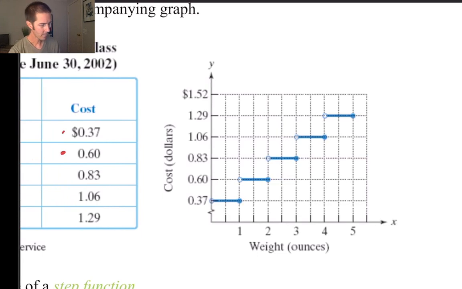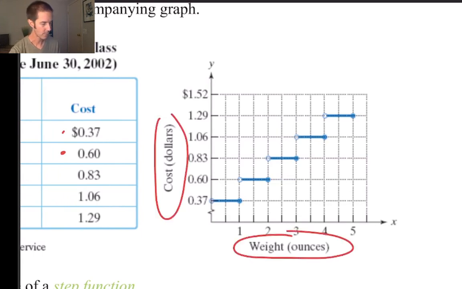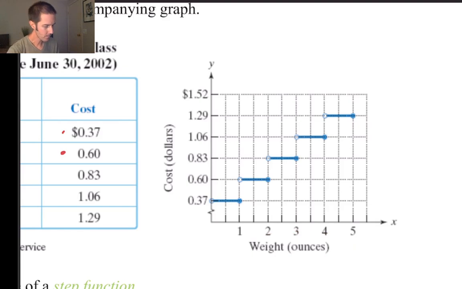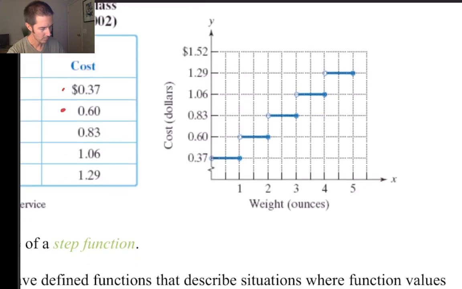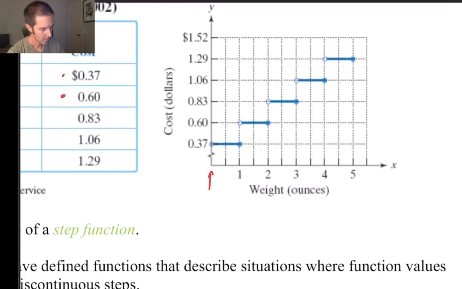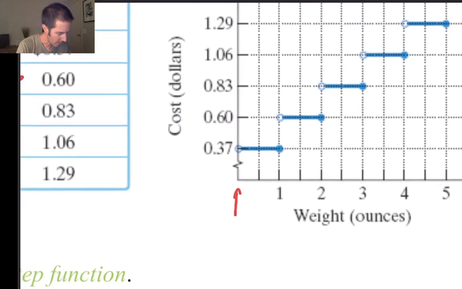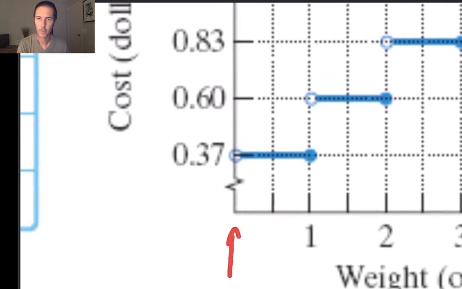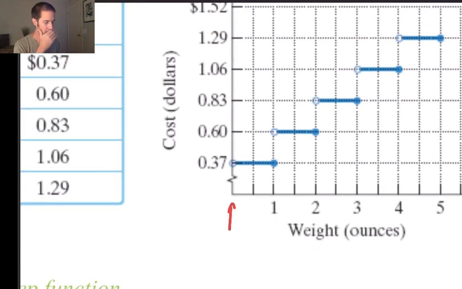So if we graph the weight as compared to the cost to ship, well, for starters, you would never ship anything that weighs 0 ounces, and that's why there's an open circle right here. There's an open circle there to the right of the 37 because we're never going to ship anything that weighs 0 ounces. But you can see that anywhere between 0 and 1, including 1 ounce, that's why that circle is shaded in. So including 1 ounce is going to cost 37 cents.